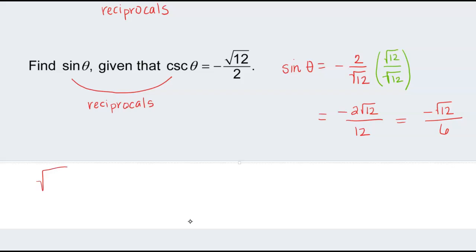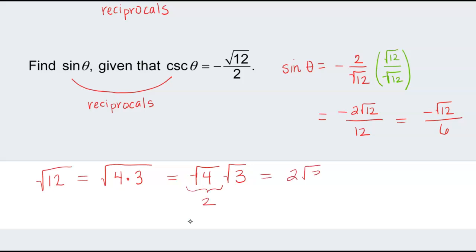The square root of 12 is 4 times 3, right? Anytime I have a perfect square, I can bring that out to the front. Or I'll separate it first. I'll write it as square root of 4 times square root of 3. And this changes into 2. So this is really 2 times the square root of 3.